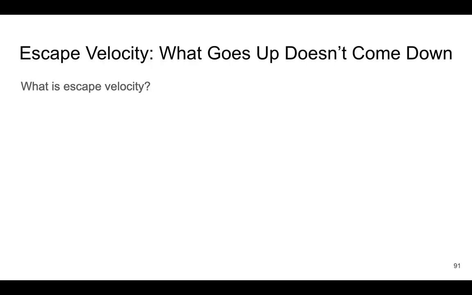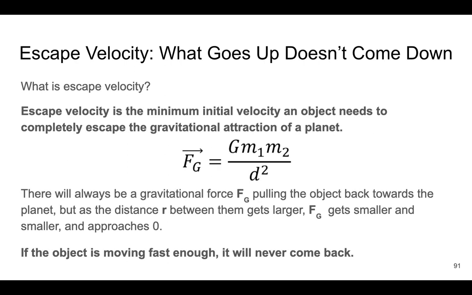So what goes up must come down. Not true. We have this idea in physics called escape velocity. So perhaps you've heard of this before. What is escape velocity? Escape velocity is the minimum initial velocity an object needs to completely escape the gravitational attraction of a planet. So this is not the formula for escape velocity.